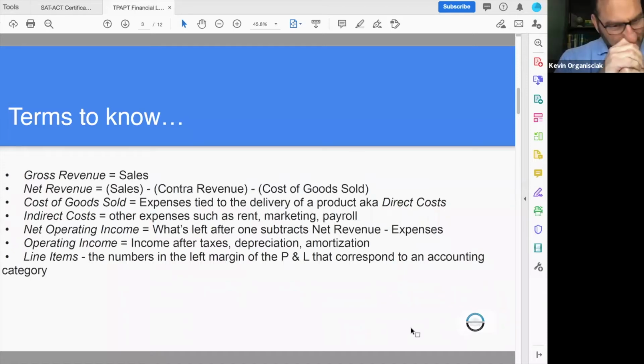The last thing I want to talk about is line items, and line items are basically how these reports are organized. Okay, so let me stop there and just see if you have any questions.